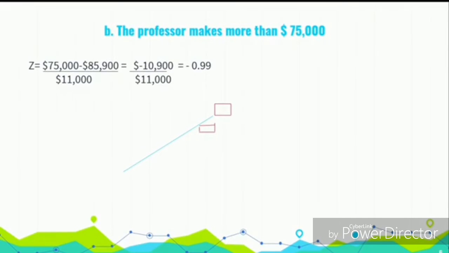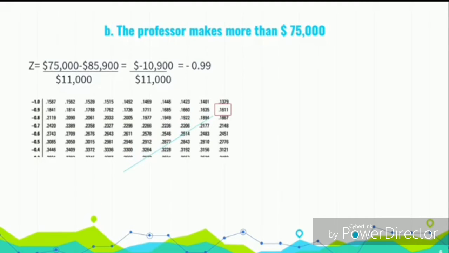And letter B, Z is equal to $75,000 minus $85,900 all over $11,000. If we subtract $85,900 from $75,000, the answer is negative $10,900 over $11,000. And the quotient of these two is negative 0.99. By looking at the z-table, the answer is 0.1611, and by multiplying it by 100, the answer is 16.11%. So there are 16.11% of professors who make more than $75,000.